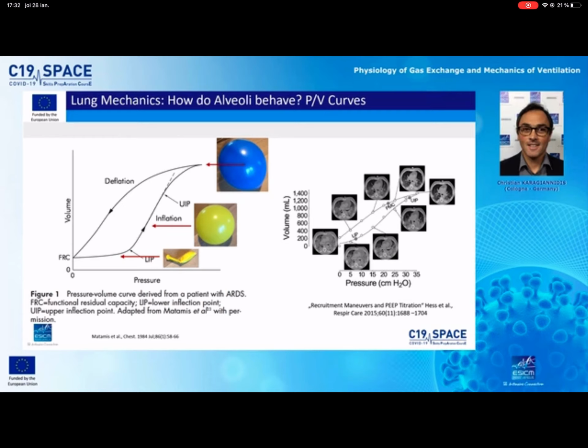On the right-hand side, you see the same pressure volume curve together with the CT scan, and it's very nice to notice that you have many atelectatic areas here, and this atelectasis decreases with increasing pressure and also with volume in the lung. And you see that with very high pressures and with a very high volume in the lung, nearly the whole atelectasis, which is here in white, is now reopened.